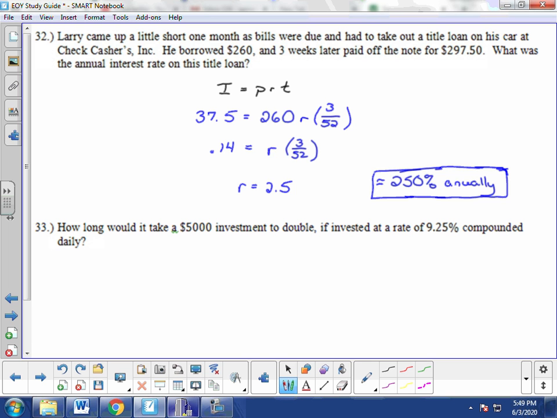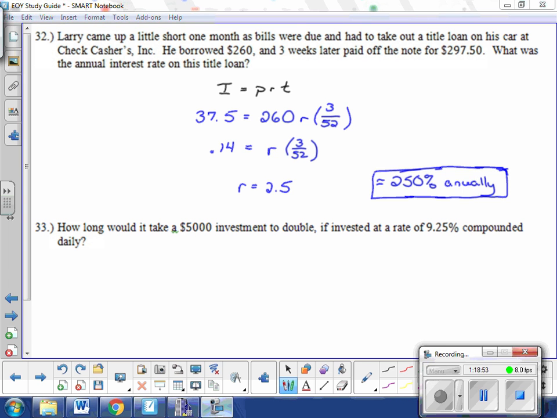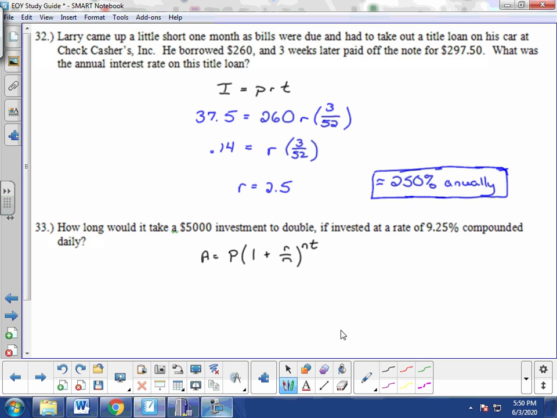How long would it take a $5,000 investment to double if invested at a rate of 9.25% compounded daily? So this is a compound interest question. So the equation for compound interest at a varying time length is the amount A is equal to the principal times 1 plus the rate divided by n, to the nt power. And this is where n is the number of times that it's going to be compounded in the period.